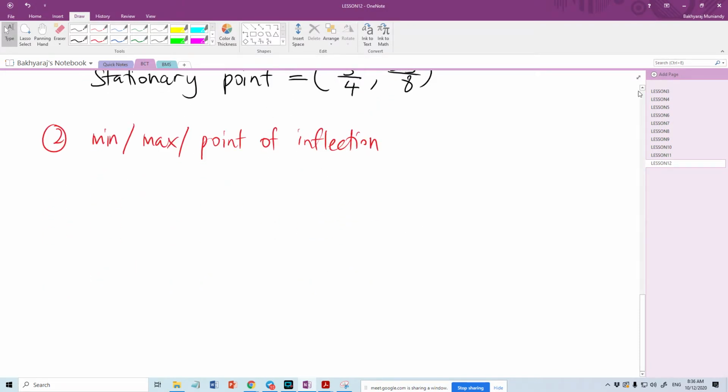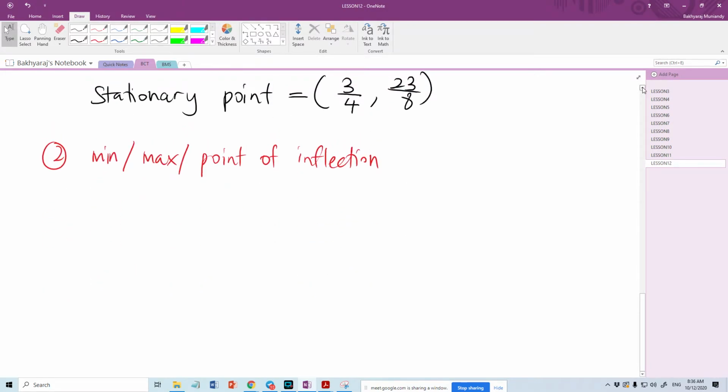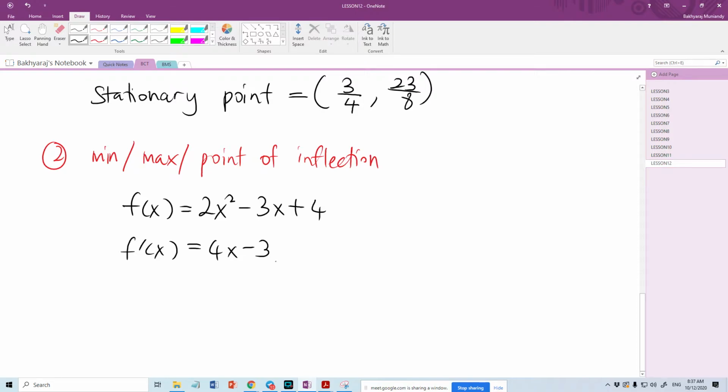Okay, kita kena dapat second order. So function just now is what? Function dia first tadi itu ialah 2x square minus 3x plus 4. This is what the function is. So the first order give you 4x minus 3. Okay, ini ialah the first order. And we go for the second order. Second order ialah f double prime dah. F double prime is equal to what?